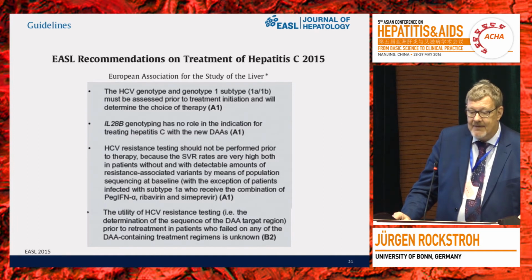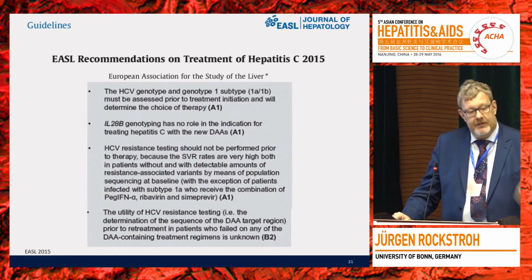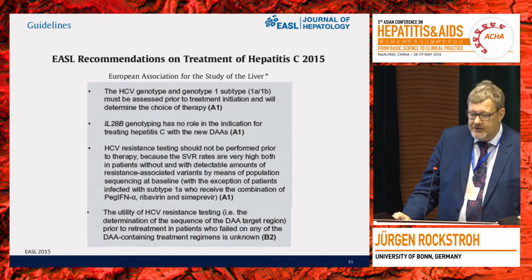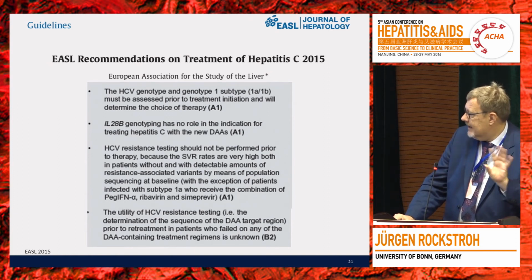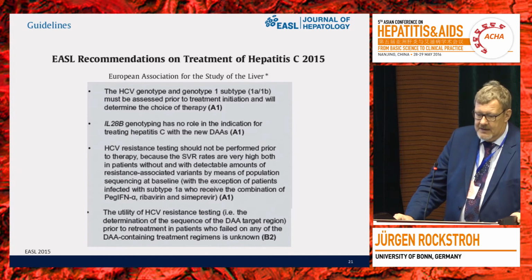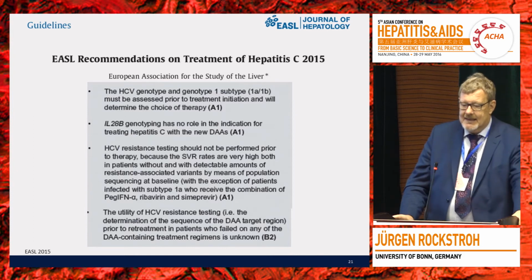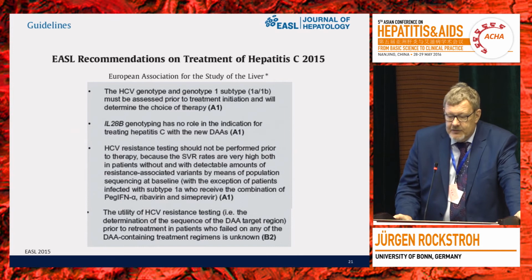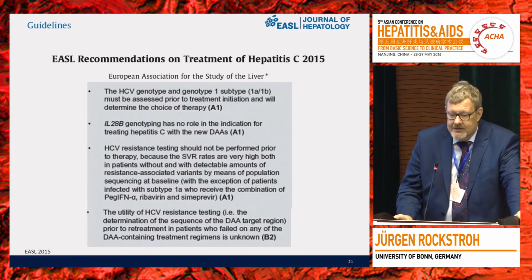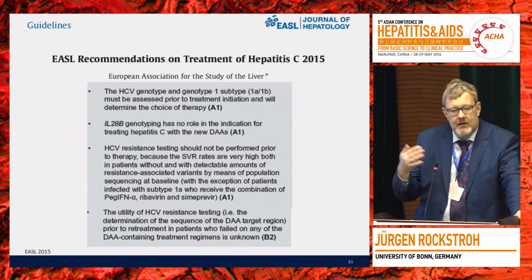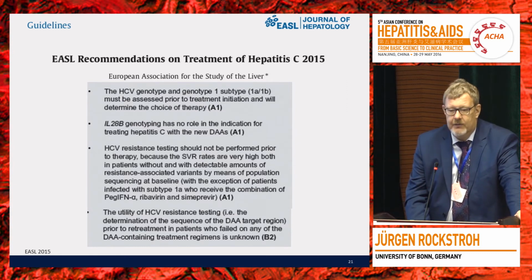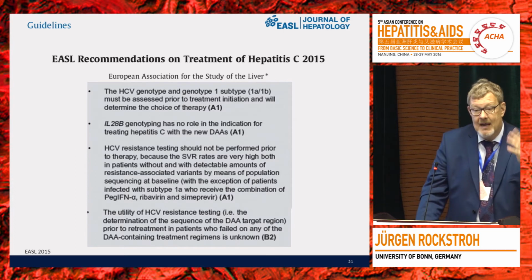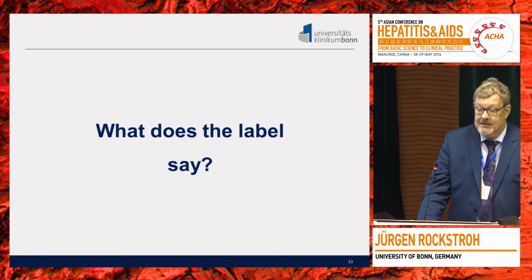And the only exception they have at that time, and remember though that the EASL guidelines were issued prior to the release of the grazoprevir-elbasvir combination. So here this is only for PEG, riba, and simeprevir, and we'll come to that in a moment. The utility of hepatitis C resistance testing prior to retreatment in those who failed on any DAA-containing regimen is unknown, so there's no firm confirmation. I think we're going to see how that changes, and I'll try to walk you through some of the data which explains why it may make sense to do a resistance test or not.